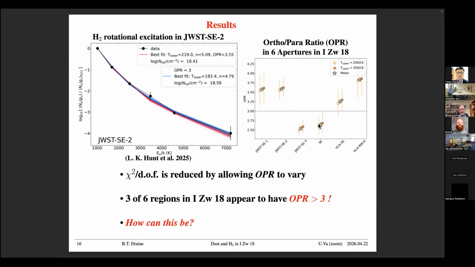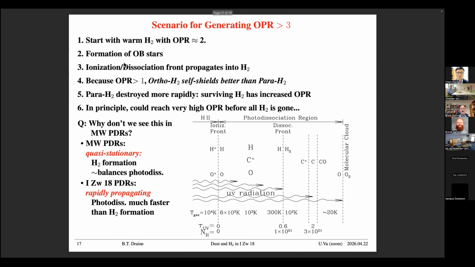So how do you do this? How can you get an ortho-para ratio greater than 3? So very simple interpretation here. Here's a scenario. Start off with gas where the ortho-para ratio is, say, 2. You've done the usual things in the interstellar medium. You've made molecular hydrogen on dust grain surfaces. It started off with a value of 3. The temperature is low enough that the value of 3 dropped to some smaller value like 2 or 2.5, and then you form stars.